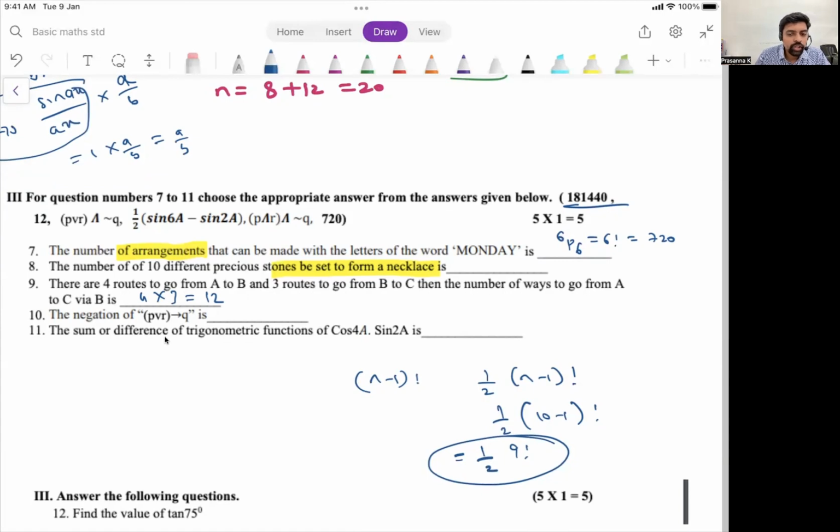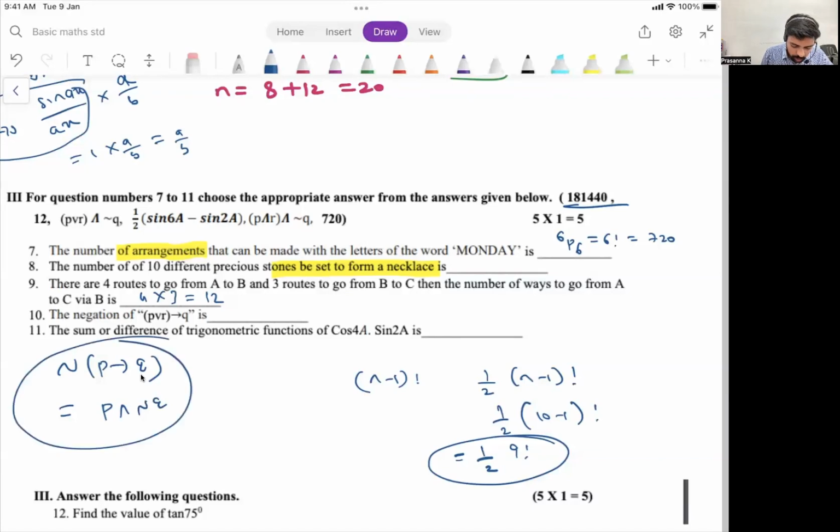Next, the negation of P disjunction R conditional Q. In case of conditional, you are not supposed to apply negation to the first term. So write down the first term P as it is, and conditional becomes conjunction, and you should apply negation only to the second term. So negation of the second term is negation Q. All right, this is the formula.